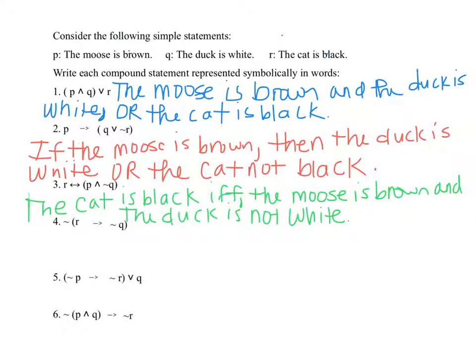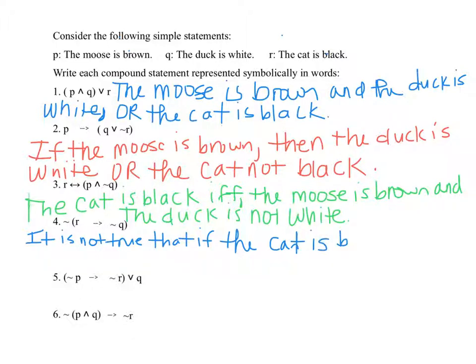Okay? Let's try the next one. Now, this is that not outside of parentheses. So the first thing I'm going to say is it is not true that, and then I can say whatever I need to say. So it is not true that, this is an if-then statement. So it is not true that if the cat is black, sorry, I'm having some trouble with my pen today. So if the cat is black, then the duck is not white.